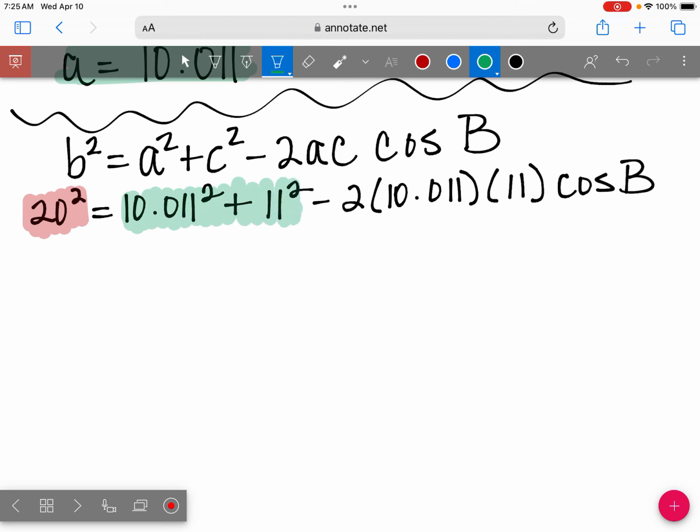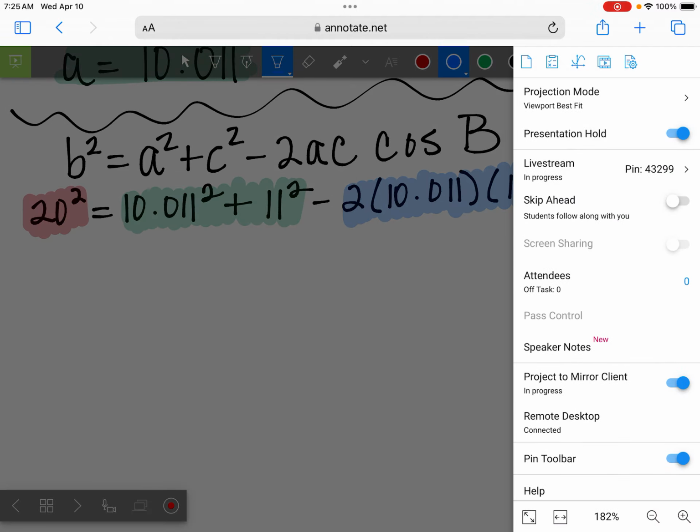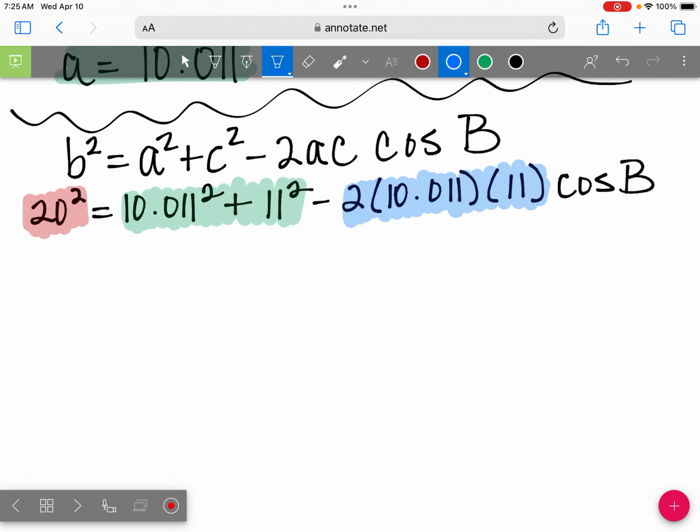And now remember, when you're using the law of cosines to find an angle, we have to solve it. So those areas where I highlighted, you need to find those three numbers first. And we have to subtract, divide, and then do the inverse cosine. So I'll give you a minute to do that. I'm going to freeze my screen. You work it out, and then we'll see if we get the same answer at the end.